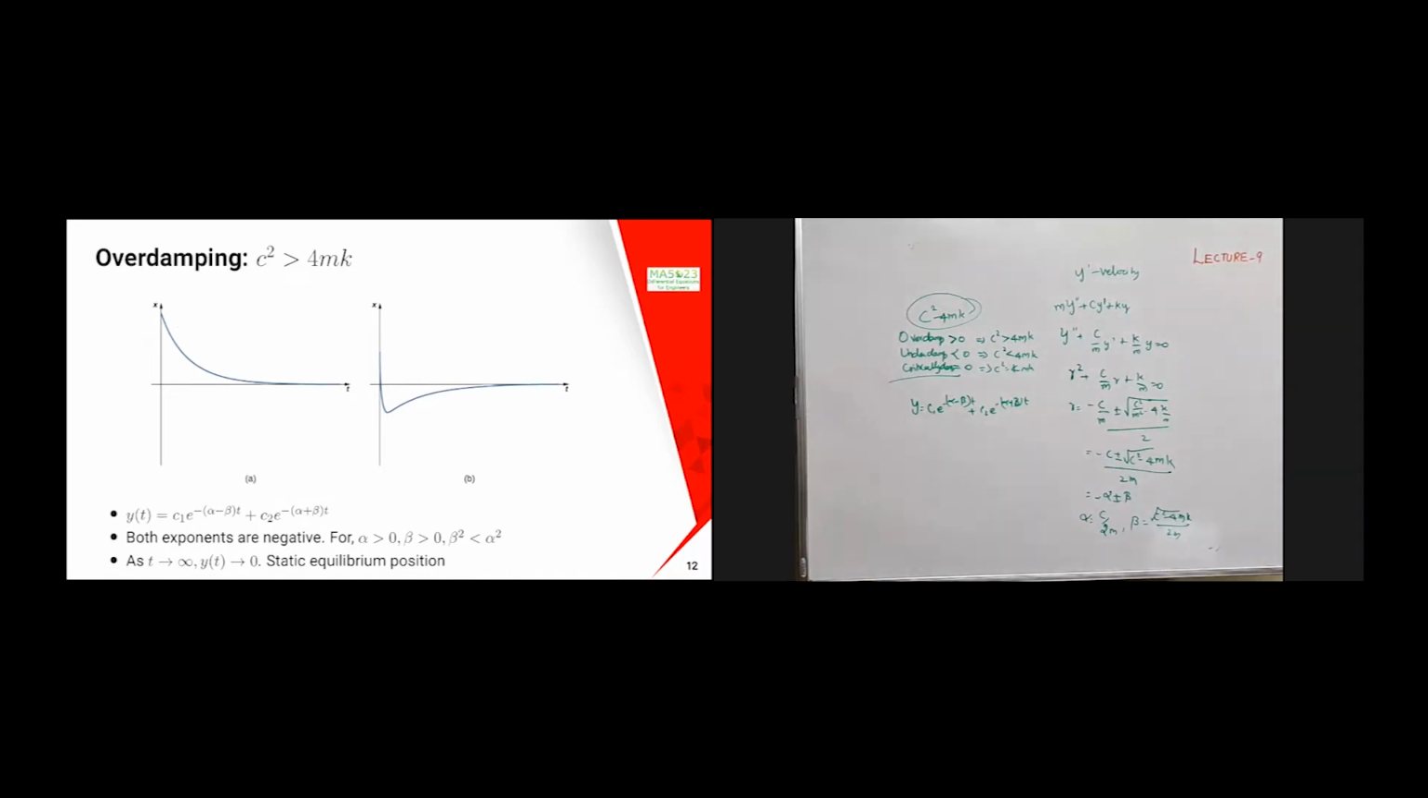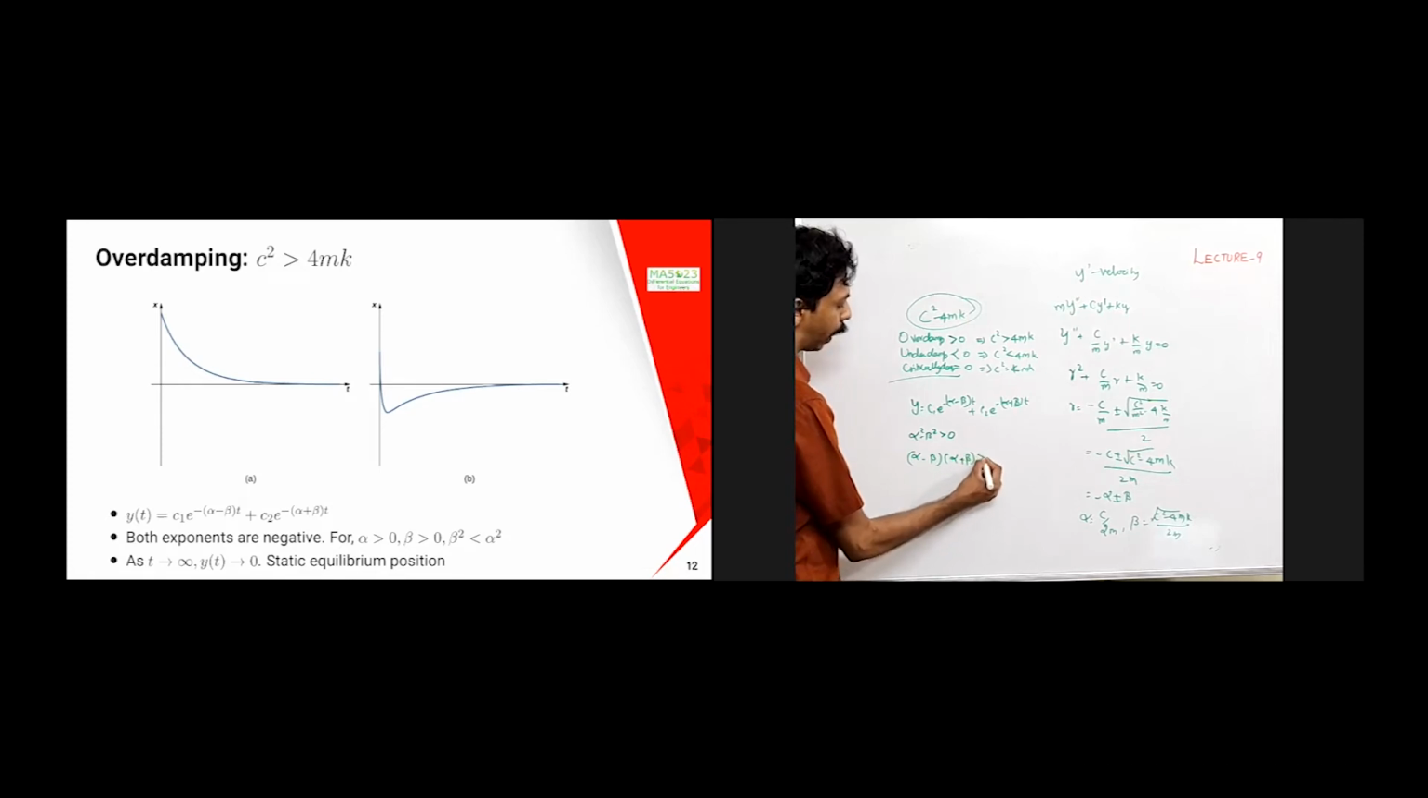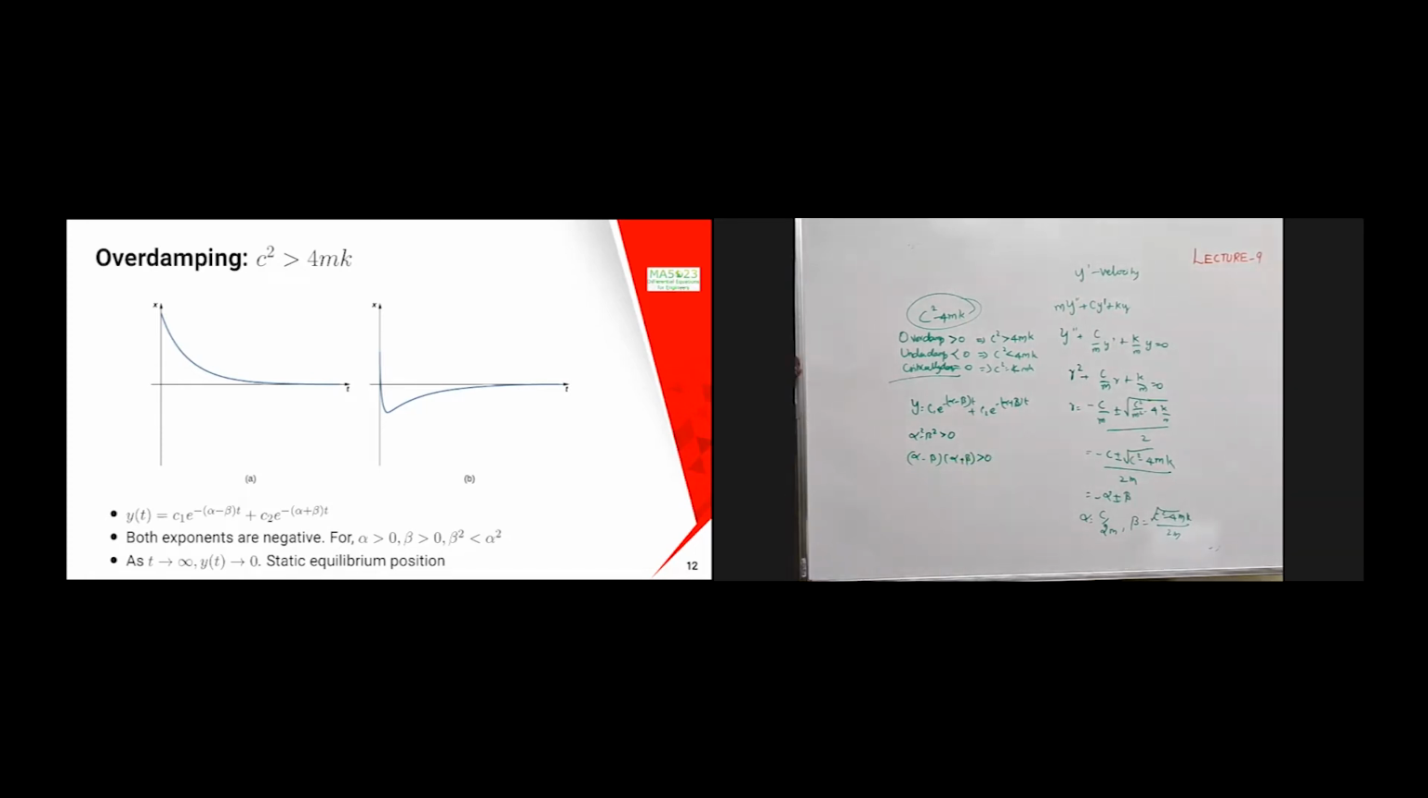So I can see that this is an exponential one. Suppose alpha minus beta and alpha plus beta are both greater than 0. Alpha is greater than 0 and beta is greater than 0, and b square means alpha square minus beta square is greater than 0 in this case. So both of them should be either completely negative or completely positive.